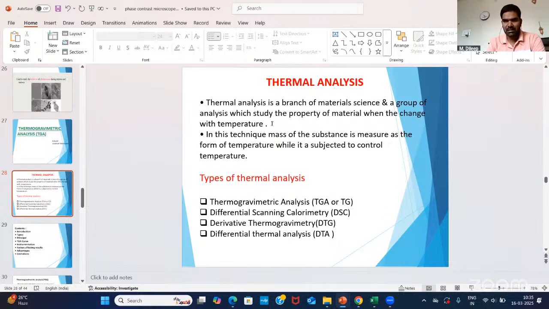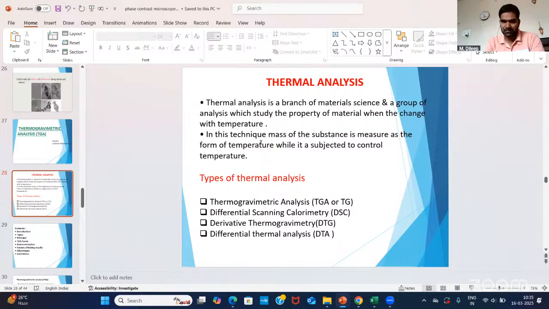So what is thermal analysis actually? Thermal analysis is a branch of material science and a group of analysis techniques which study the properties of materials with the change in temperature. As the temperature changes, we try to study the properties of the sample or material which we want to find. In this technique, mass of a substance is measured as a function of temperature.